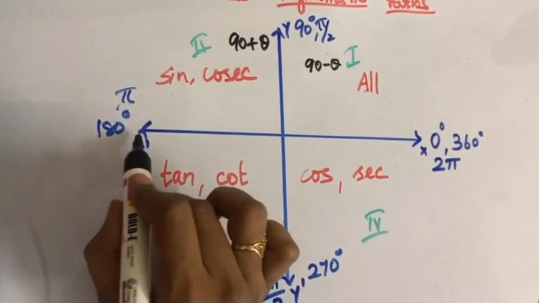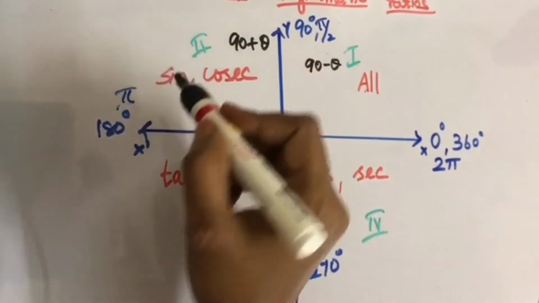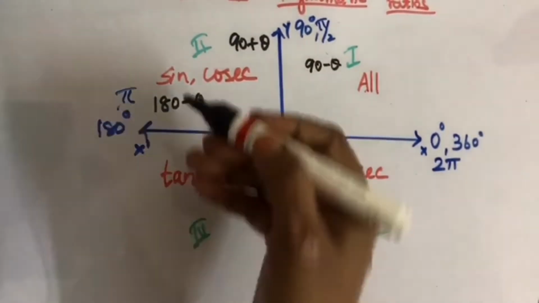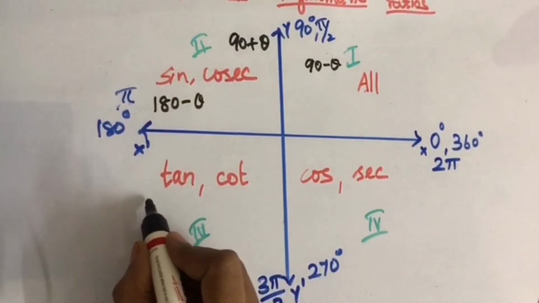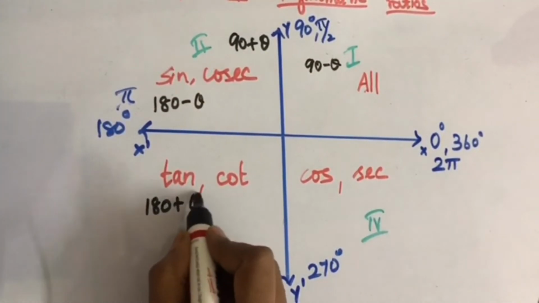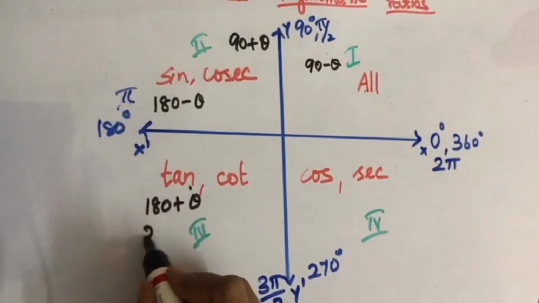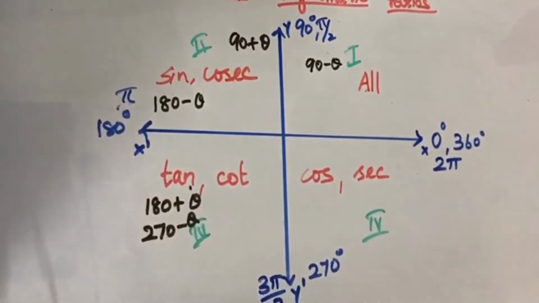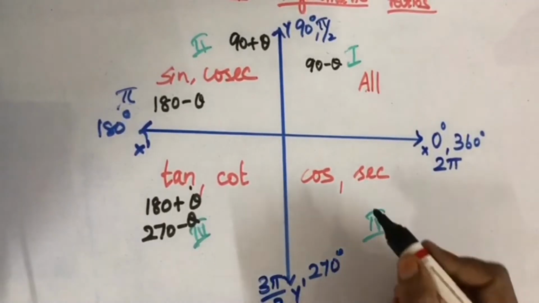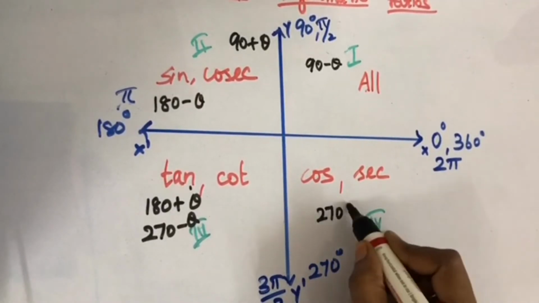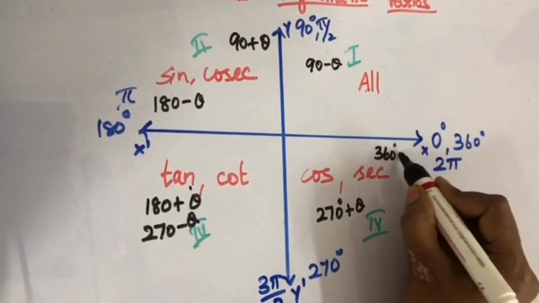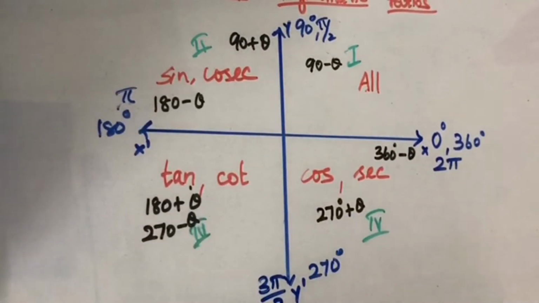Similarly, here it is 180 degree. So, the angles which come before 180 can also be written as 180 minus theta. After 180, it is 180 plus theta. Similarly, 270 minus theta comes here, between 180 and 270, so 180 plus theta also comes here. Here 270 plus theta, similarly 360 minus theta also will come here.